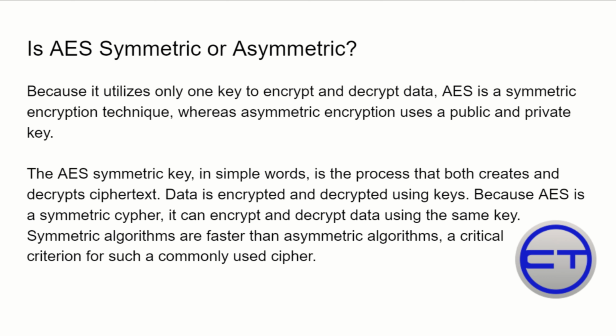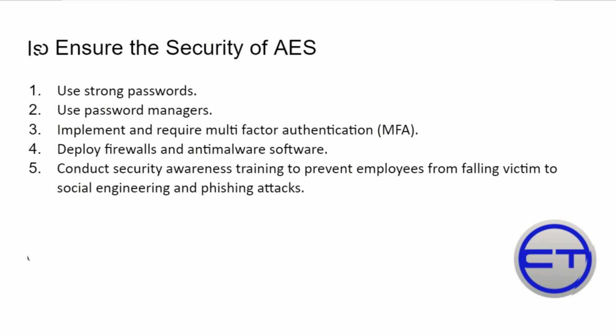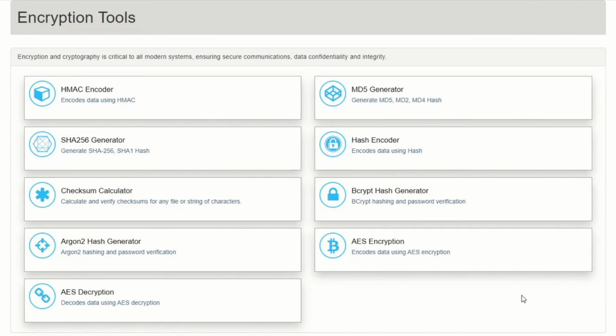The AES symmetric key, in simple words, is the process that both creates and decrypts ciphertext. Data is encrypted and decrypted using keys. Because AES is a symmetric cipher, it can encrypt and decrypt data using the same key. Symmetric algorithms are faster than asymmetric algorithms, a critical criterion for such a commonly used cipher.